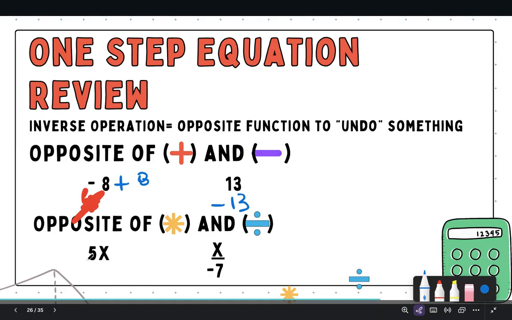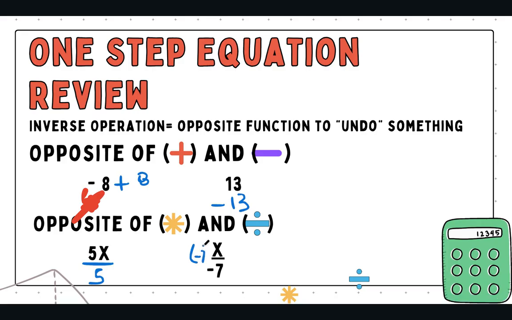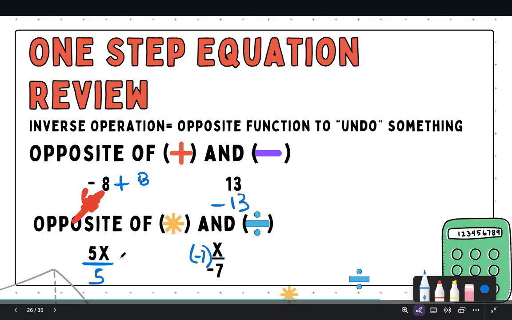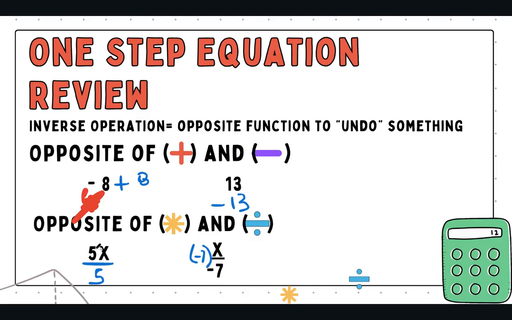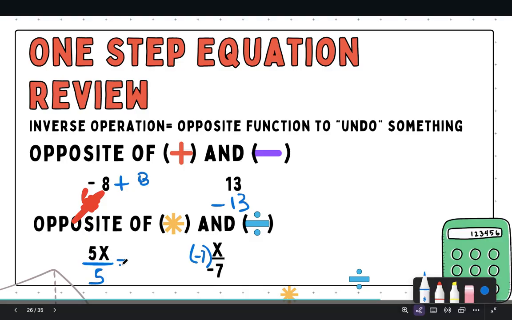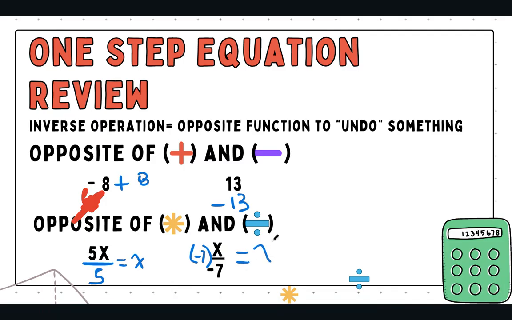Just like the opposite of multiplying by x, this is a term here, 5 times x. X is the variable here. The opposite of multiplying by 5 would be dividing by 5. The opposite of dividing by -7 would be multiplying by -7. So we need to be able to recognize our inverse operations here. That will also give us a 1x.